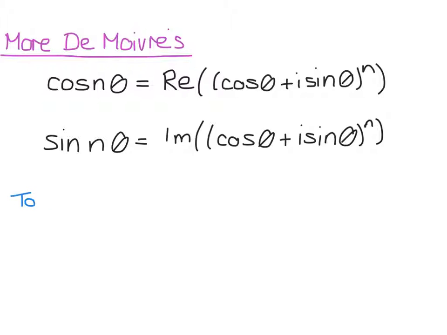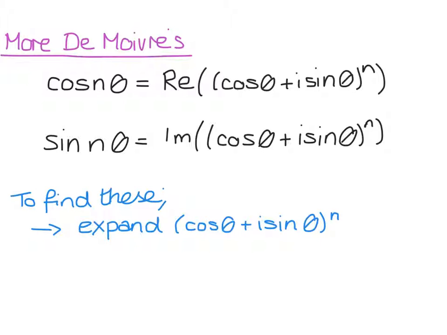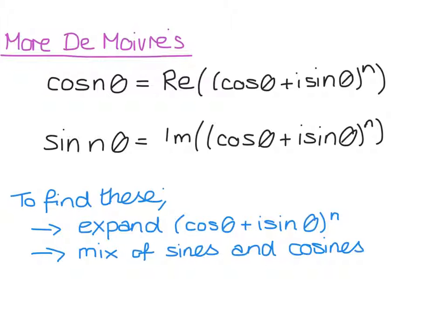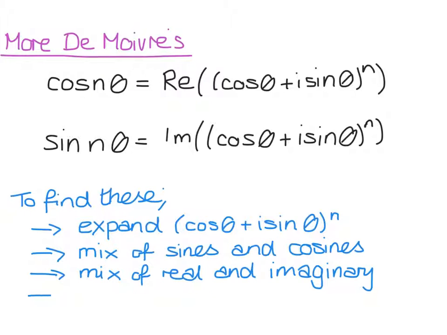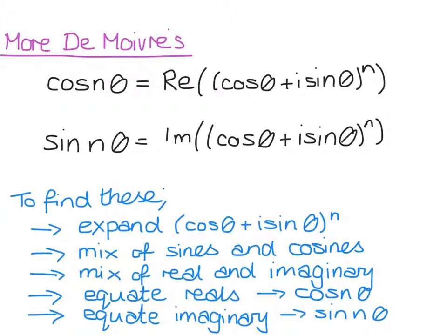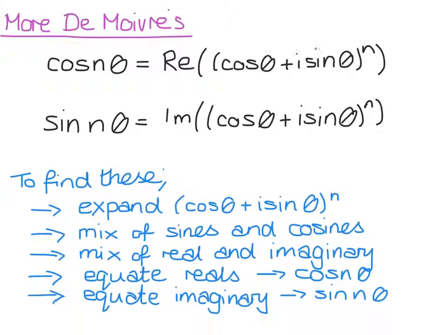To find these, we need to expand (cos theta plus i sine theta) all to the power of n using the binomial expansion. We'll get a mix of cosine and sine terms and a mix of real and imaginary terms. Equate the real terms and this will give you cos n theta, and equate the imaginary terms and this will give you sine n theta. So let's do an example. We want to find out another way of writing cos of 6 theta.